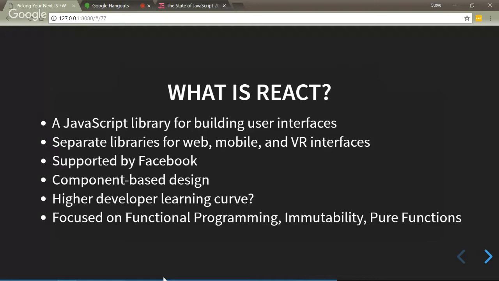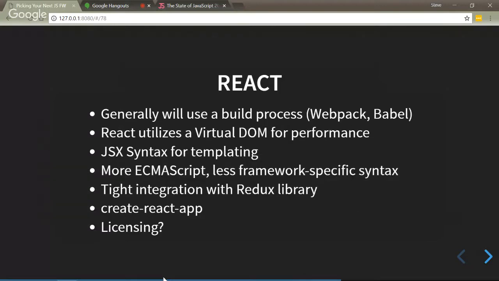It is, just like we said for Angular, a component-based design at the heart. And in regards to all of these frameworks, you will find that they're very similar in that capacity. We've moved away from the traditional model of MV whatever. We've moved into this idea you build components and they communicate with each other. People say it's a higher developer learning curve, but that investment is largely going to be in really understanding how ES6 works and a little bit about functional programming. So you can make the argument that this is an investment in technology that you can use other places as well.